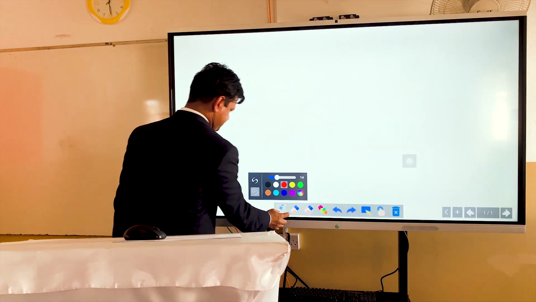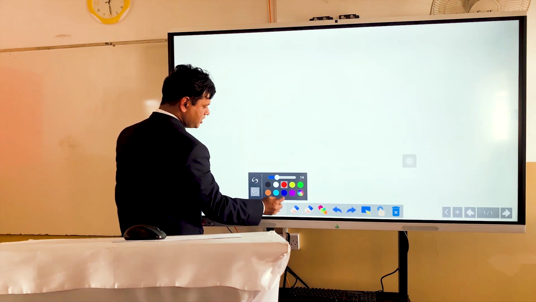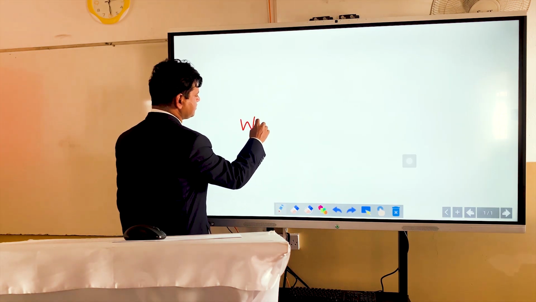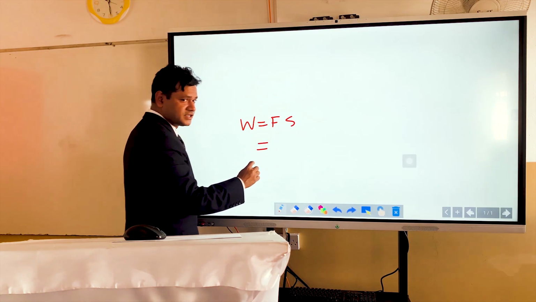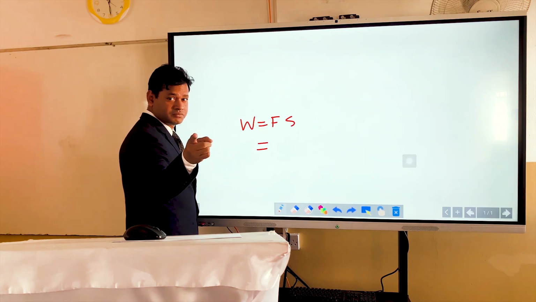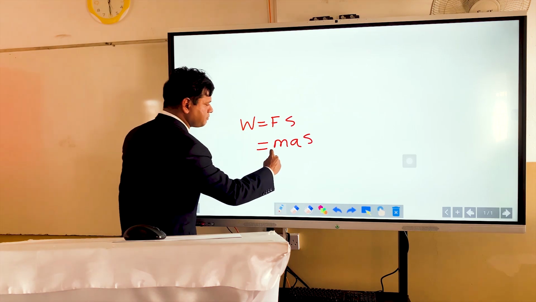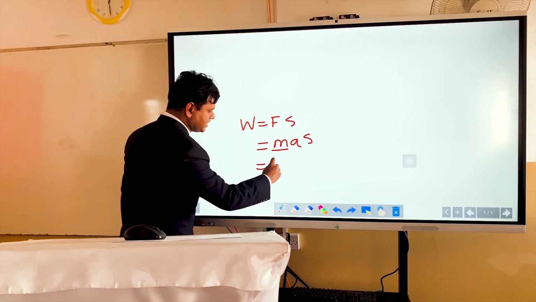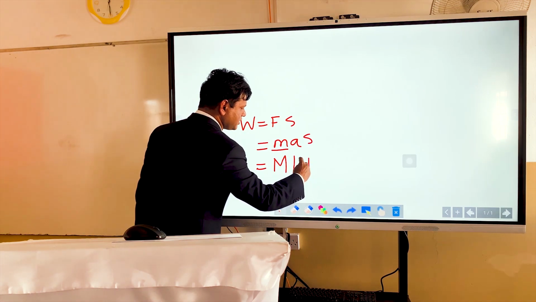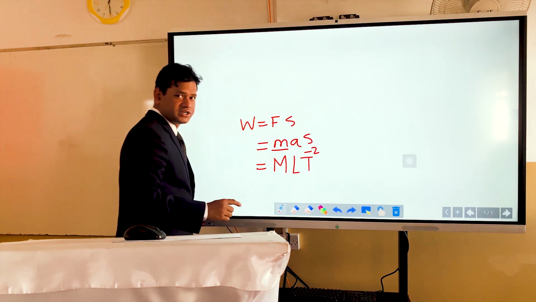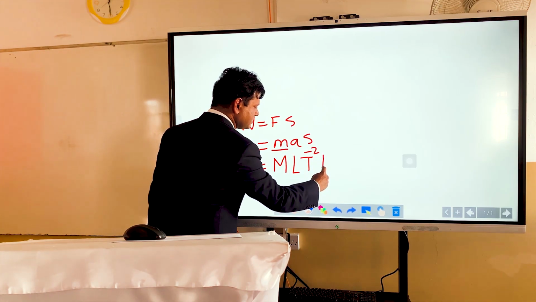Okay, for dimension, again, I am coming here. The formula of work done, that is W equal to F s. And we know F is m a. Then s. The dimension of mass is capital M, the dimension of a is L T to the power minus 2. You have learned this in the second chapter, so I am not explaining this one. And the dimension of s, this is a kind of length, so it will be L.